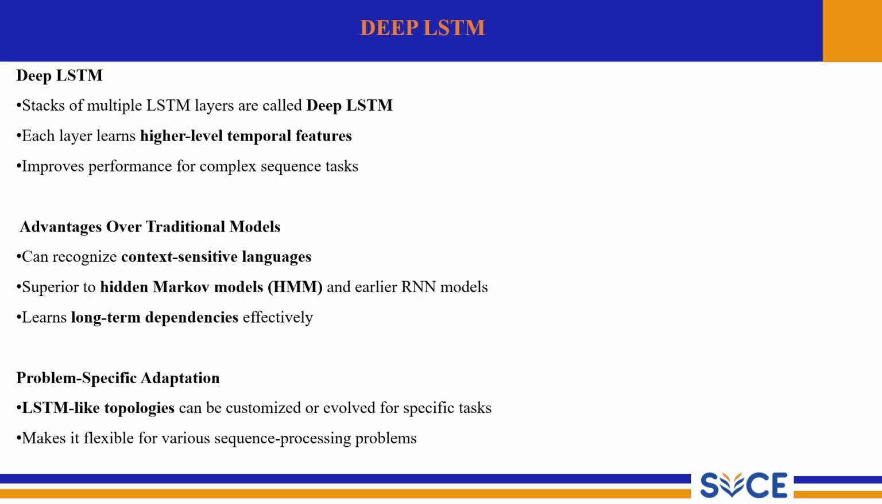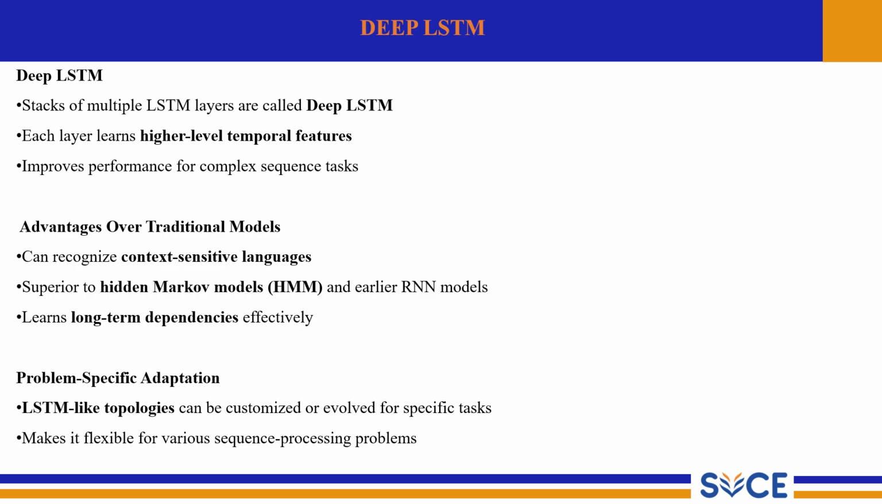So, advantages over traditional models. Deep LSTM provides significant improvements when compared to older sequence models like hidden Markov models and simple RNNs. So, context-sensitive learning. It can understand context-sensitive patterns, where the interpretation of data depends heavily on surrounding context. This is something traditional models struggle with.